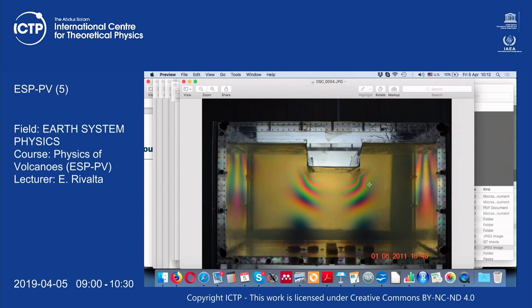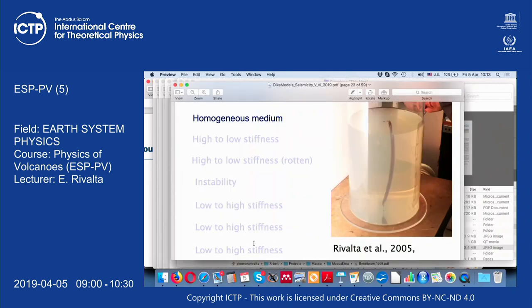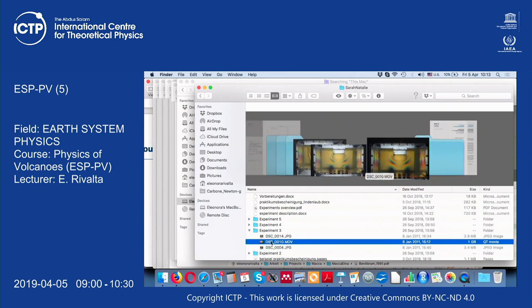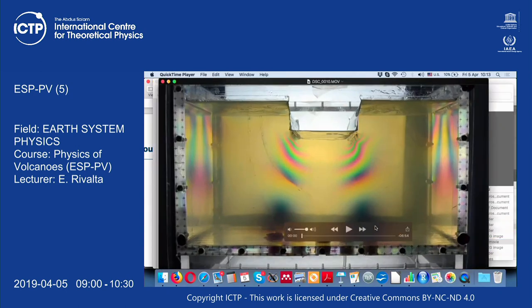So these fringes show that there is a delay in the phase of the light. And then basically it's a stress. It shows that the gelatin is stressed or strained. And this delay is proportional to the difference between the two principal stresses. So basically here you really show that there is a decompression, or a compression, like in this case a decompression. And then now I will show you the movie of what happens if you inject something in here.